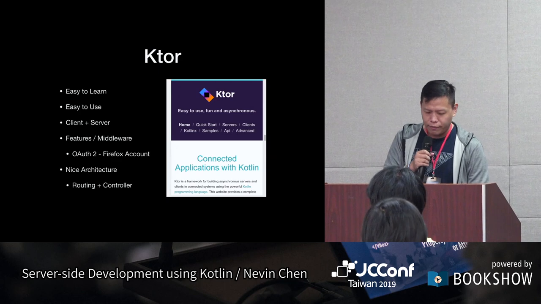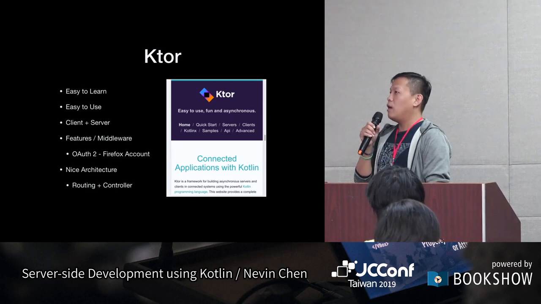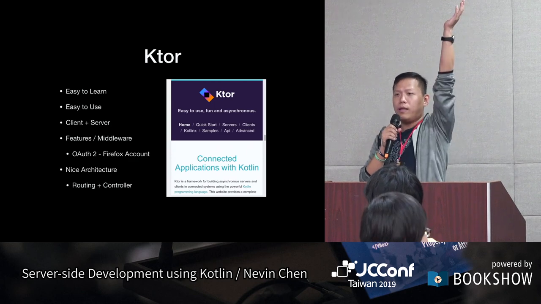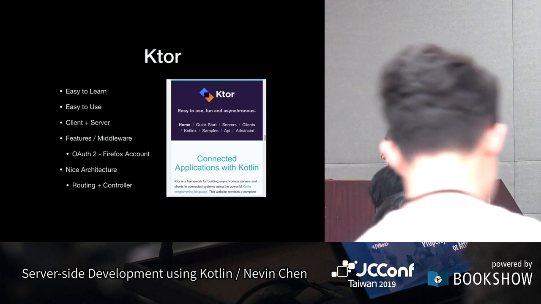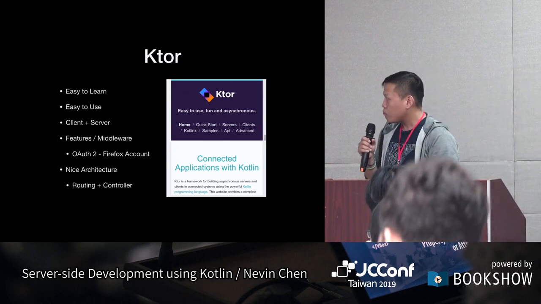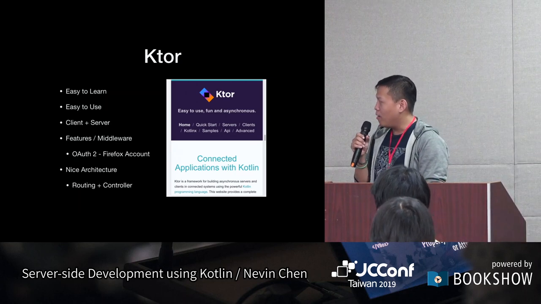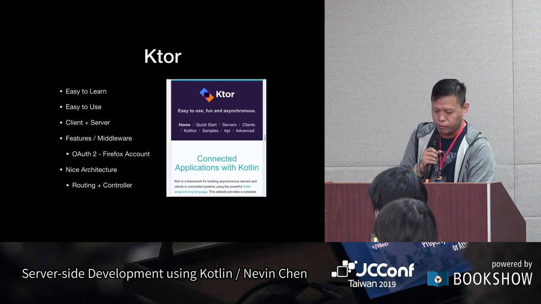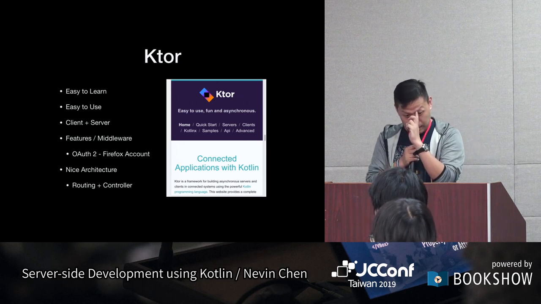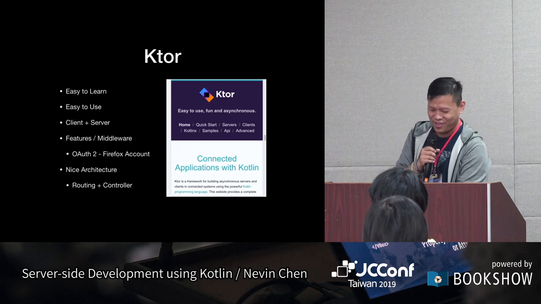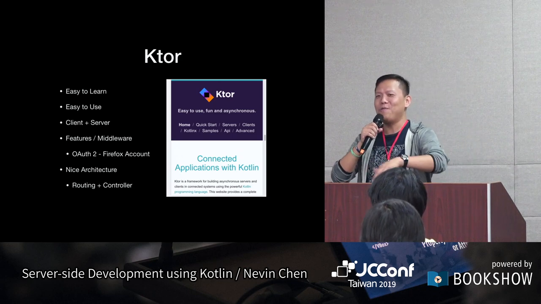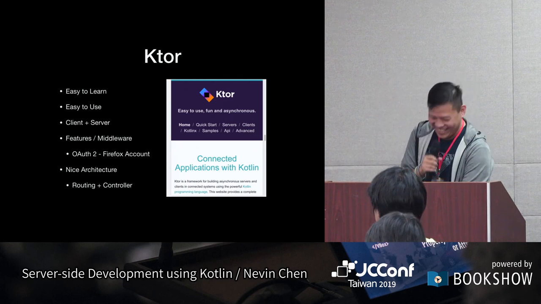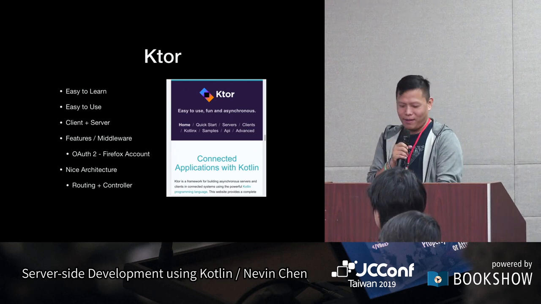Ktor has features and middleware. How many of you have written Node.js using Express? Please raise your hand. It's a very similar concept. I'm going to talk a little bit about OAuth 2. I think all of you know OAuth 2. I'm going to use a Firefox account, for example. And then I'll talk about some nice architecture things, because if you are a senior developer and you don't have architecture in your code, you are not professional, right? So I will try to do that.